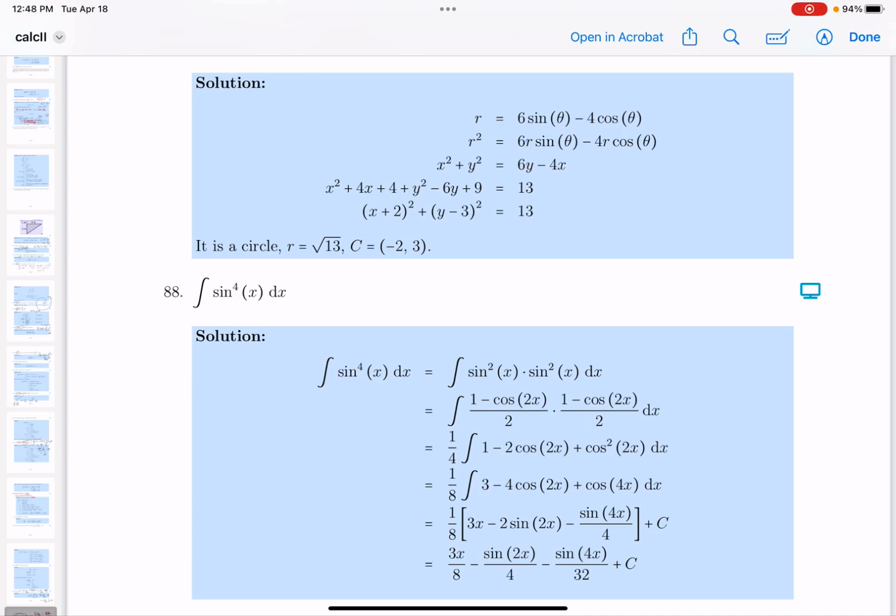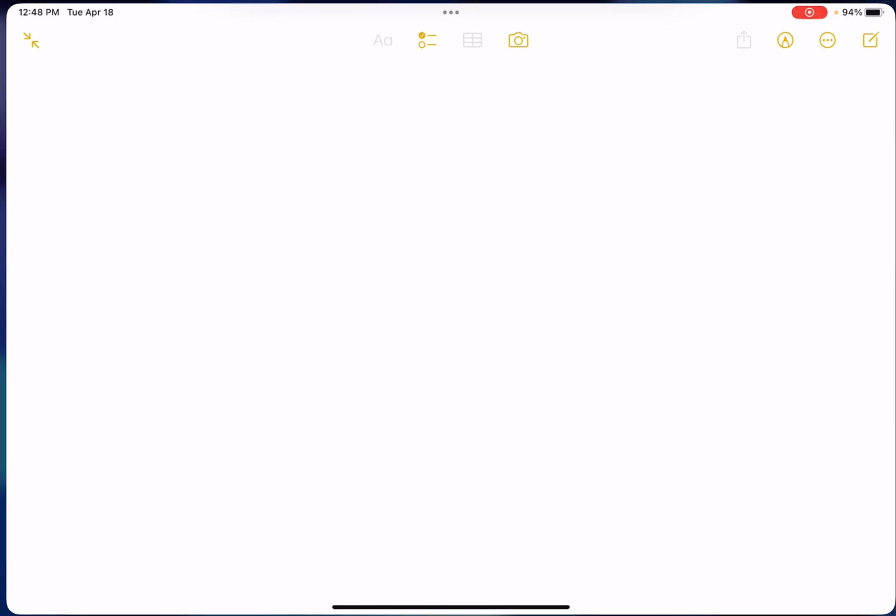Okay, we're on problem number 88. Let's go to the whiteboard and walk through it. And this is problem 88, and 88 is going to be the sine to the fourth power. It's number 88.